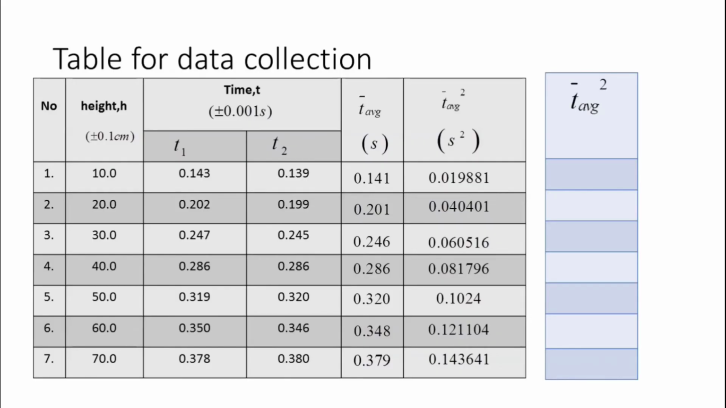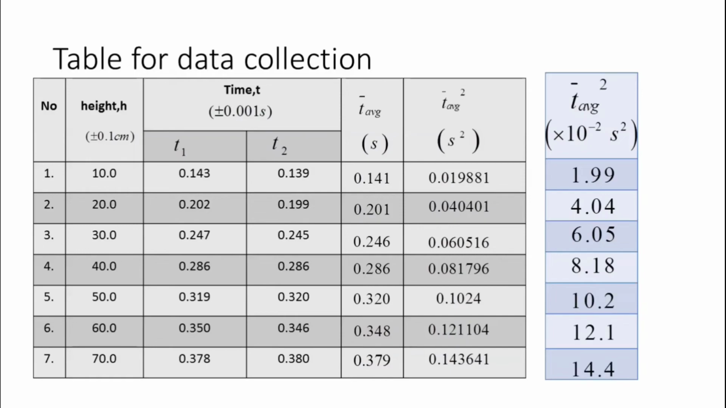So, t average square. 0.019881, if we write in standard form and round off to 3 significant figures, we get 1.99 times 10 to the power of -2 second square. The exponential power is written at the very top of the column, so you only have to write it once and it applies to all the values in the column. The second value is 4.04 times 10 to the power of -2, followed by 6.05, 8.18, 10.2, 12.1, 14.4. That is how you report your data in the table. Make sure the values are in proper decimals and significant figures. Just follow the rules that we have discussed earlier.